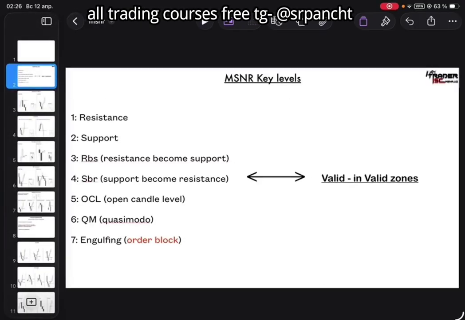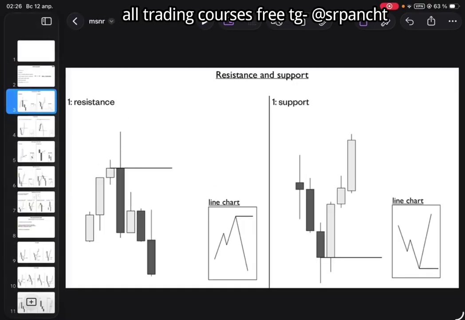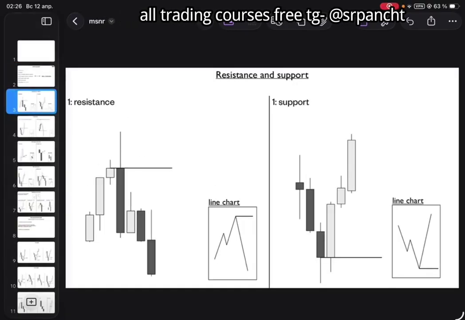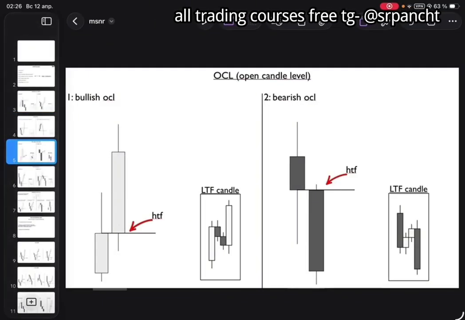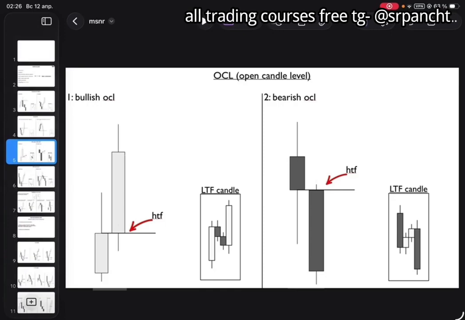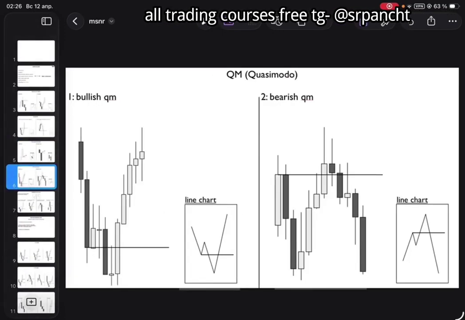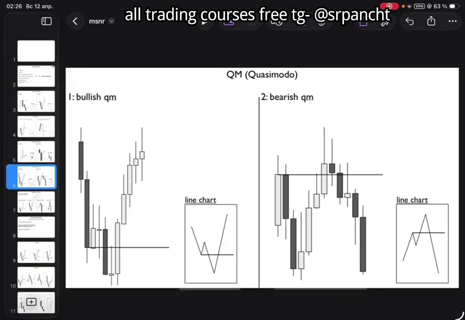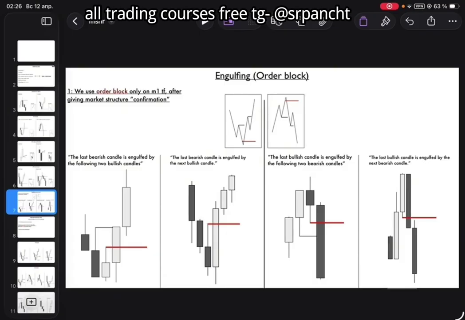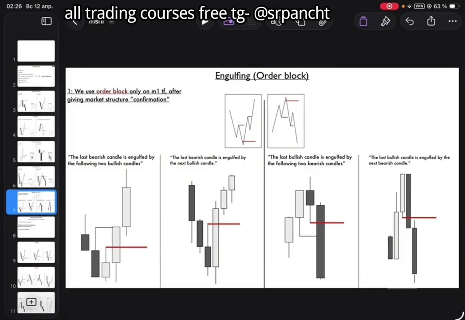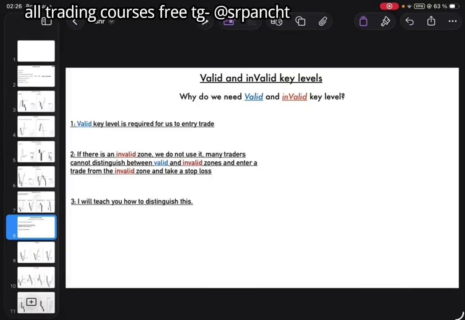We have 7 K levels for SNR. The first one is resistance and support. The second one is RBS and SPR. The third is OCL, that is open candle level. The next one is QM, QLC model. And the next one, and the most necessary one, is engulfing, that is order block. Next, we will talk about valid and invalid zones.